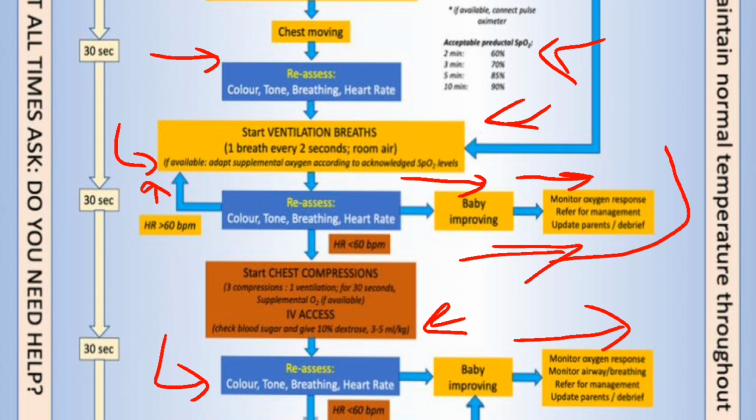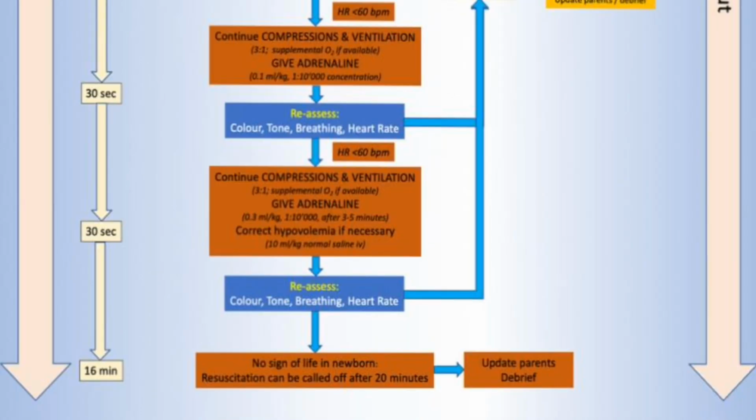Then again, despite these measures that we have taken in place, if the heart rate again still drops to less than 60, so this is where we are now. If the heart rate again drops to less than 60, then we still continue with compressions and ventilation. So we do 3:1 ratio, supplemental O2 if available. Then you can also give adrenaline about 0.1 to 0.2 milligrams per kg. So you can either give 0.1 or 0.2, or if you want, you can just go to the upper limit, which is 0.2. Just give the upper limit so that you don't get confused a lot.